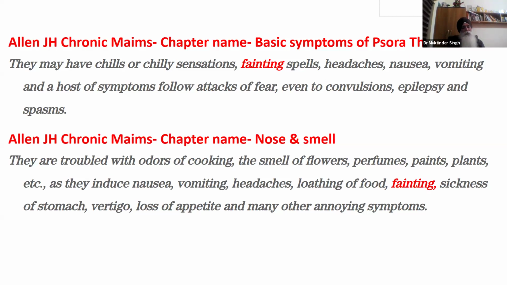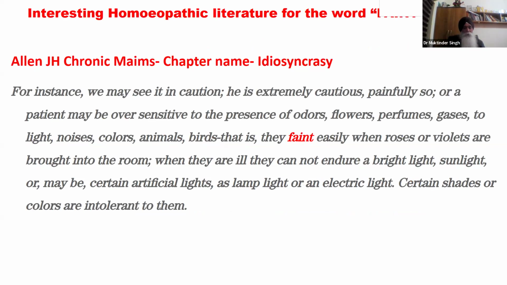In Chronic Miasms, chapter name nose and smell, it is written they have trouble with odors of cooking, the smell of flowers, perfumes, paints, plants. They induce nausea, vomiting, loathing of food, or fainting, sickness of stomach. This is how we understand the miasms, so understanding the origin.